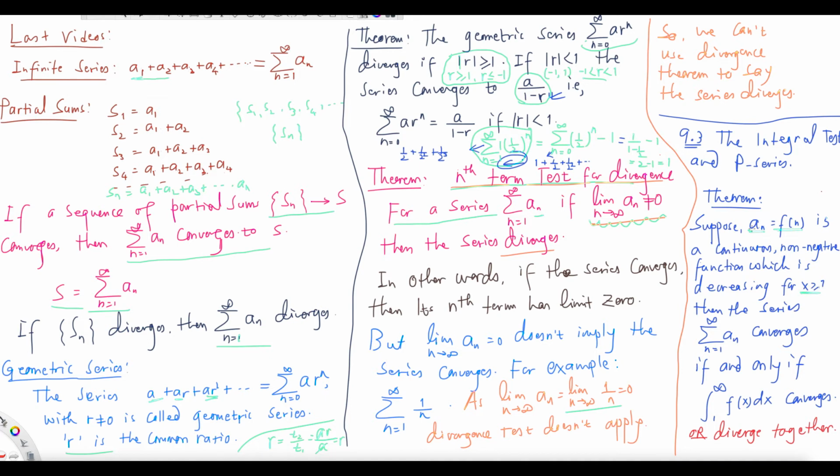Suppose that a_n, denoted by f of n, is a continuous, non-negative function which is decreasing as well for x greater than or equal to 1. How do I know it is decreasing? You can find the derivative of that function, and if the derivative is negative, then it is decreasing, right, for x greater than or equal to 1. Then the series n equals 1 through infinity of a_n converges if and only if the integral from 1 to infinity converges, and if the integral diverges, then the series diverges.